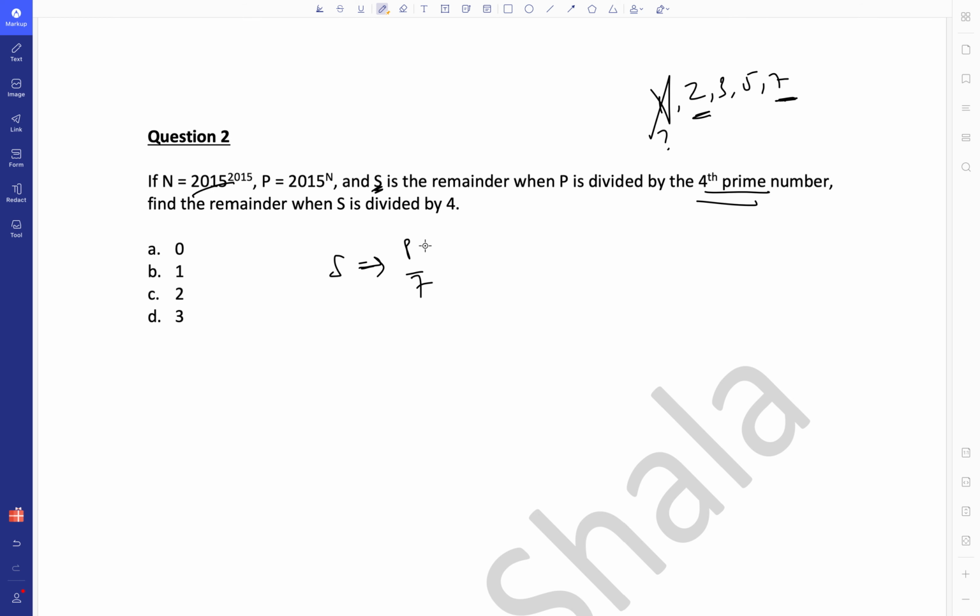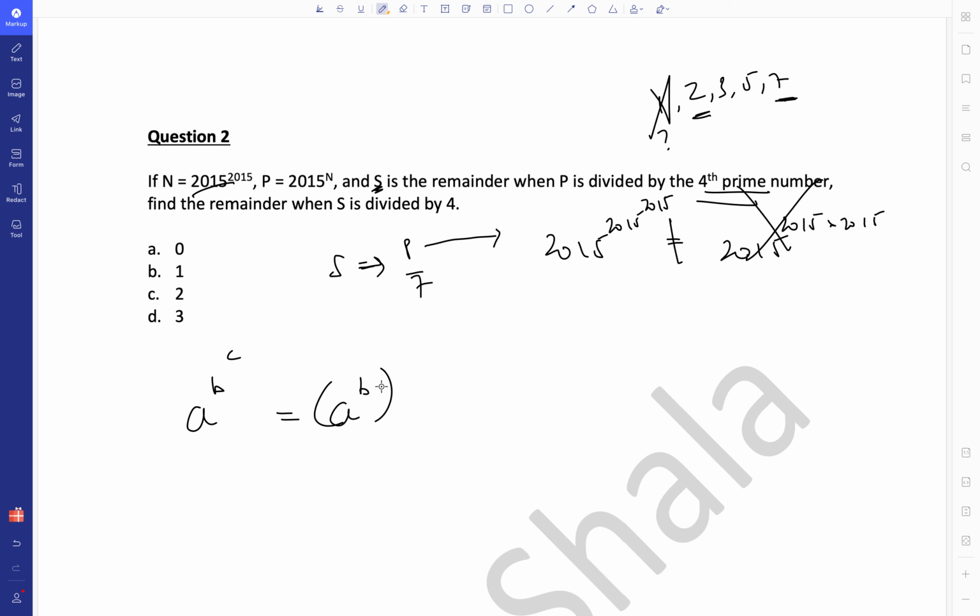What is p now? P is 2015 raised to power 2015 raised to power 2015. Is this equal to 2015 raised to power 2015 multiplied by 2015? Correct? No, this is wrong. Always, if you are given a raised to power b raised to power c, this is never equal to a raised to power b whole power c. These two are entirely different things.